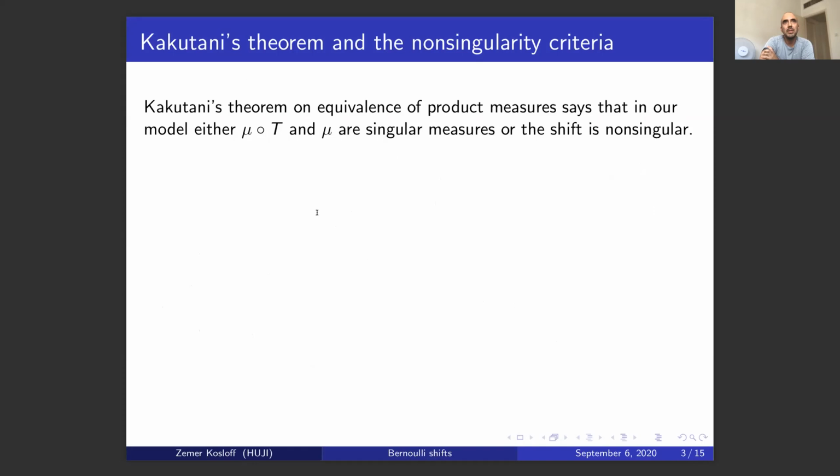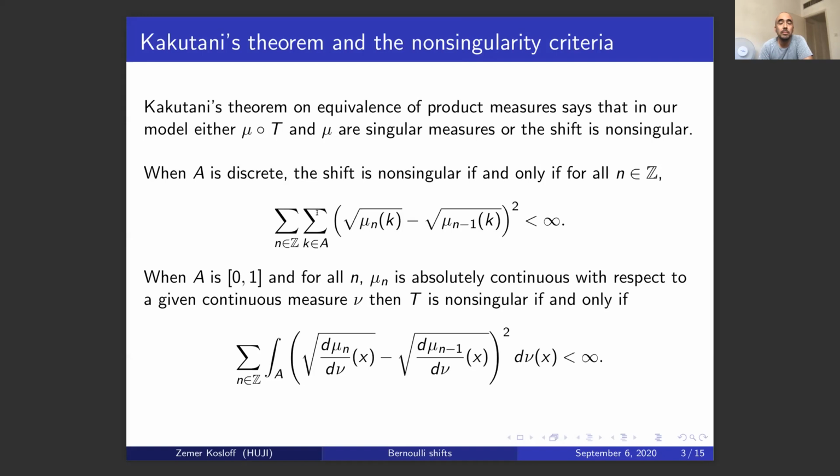Mu composed with T is a product measure and mu is a product measure, and Kakutani's theorem on equivalence of product measures will tell us that they're either singular with respect to each other or absolutely continuous, and in the latter case this means that the shift is non-singular. The criterion to determine whether a shift is non-singular is Kakutani's test. For the discrete case, we fix the state k, and then we look at the square root of mu n of k minus the square root of mu n minus one of k, and take the square of this. This is the Hellinger distance between mu n and mu n minus one when I sum over all the states. Then I have to sum up over all the coordinates. If this is finite, this is an if and only if criterion for the shift to be non-singular.